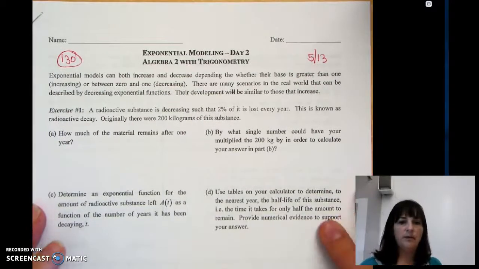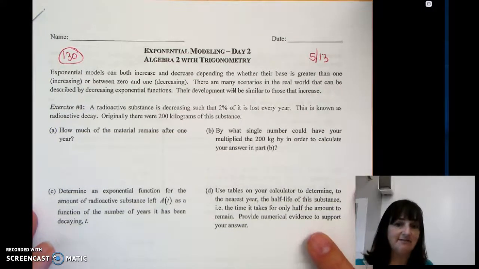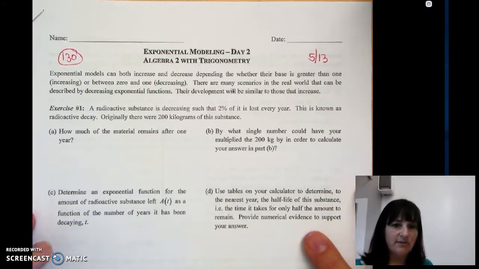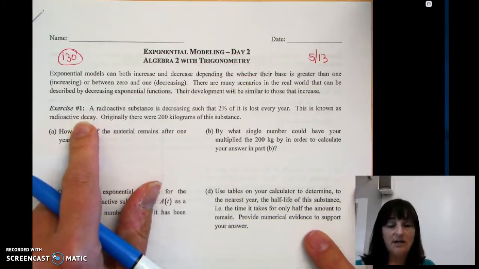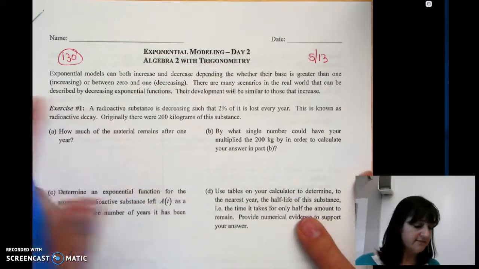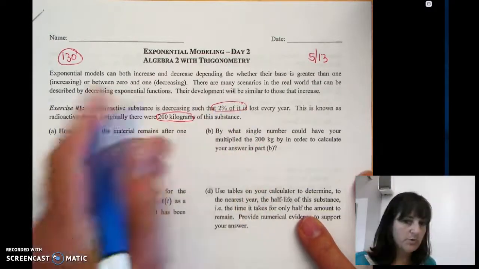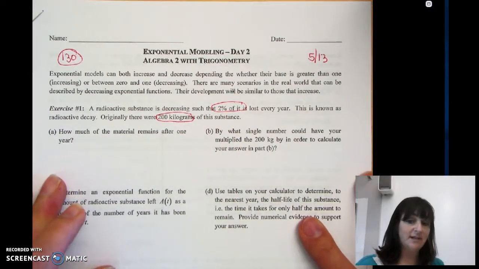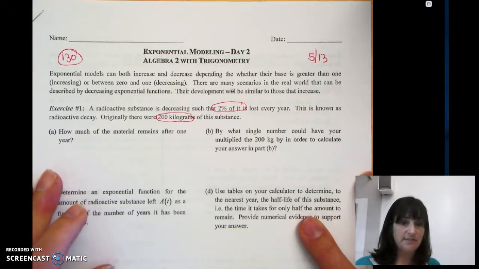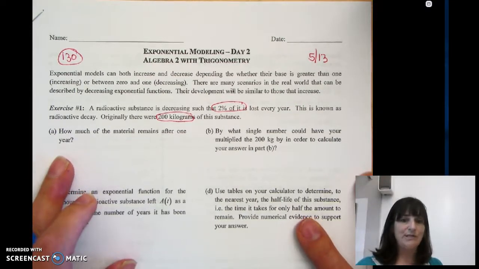Okay, so what we're going to do here is talk about a substance or problems where the amount is decreasing by a constant factor over regular time intervals. So one of the applications of this is in chemistry, with either radioactive decay or what we call the half-life of a substance. So we still have to think about identifying the initial amount when we do these problems and the rate at which we are going to be, in this case, decreasing how much we have of this particular substance. So our first question asks us to determine how much material remains after 1 year.